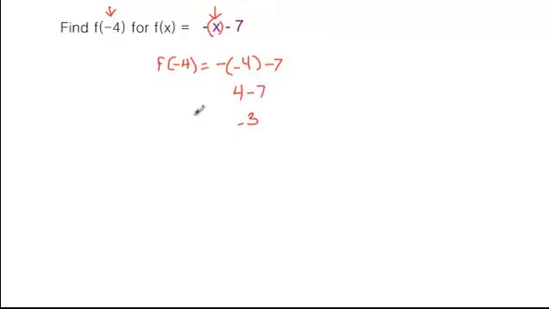And let's bring down that f of negative 4. F of negative 4 equals negative 3. If we were going to graph that, we know that is the point negative 4, negative 3. This is my answer. This is just an alternate way of seeing that.